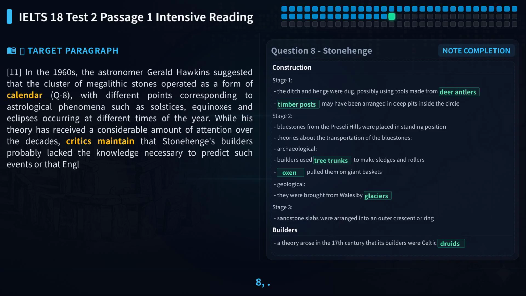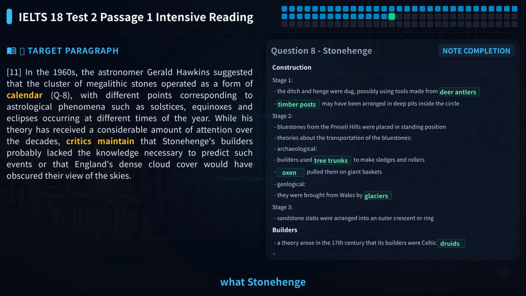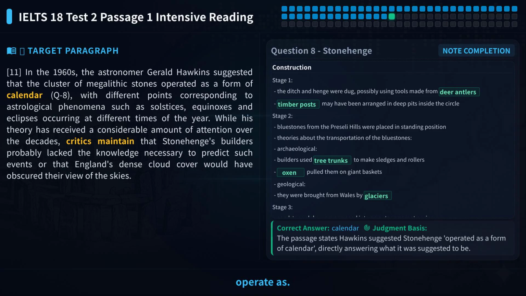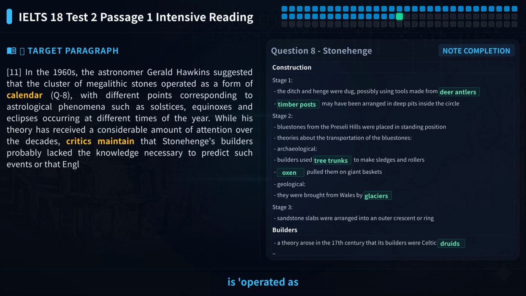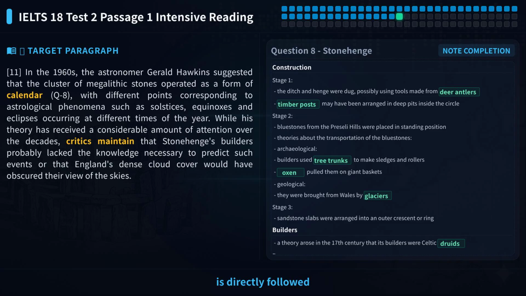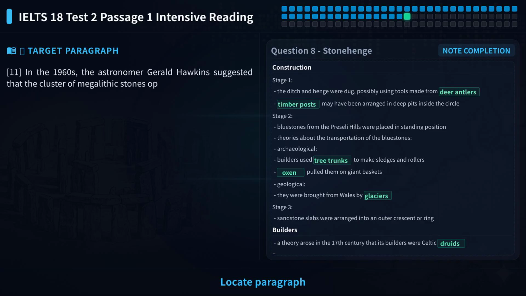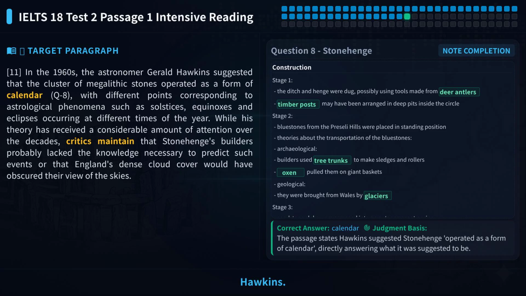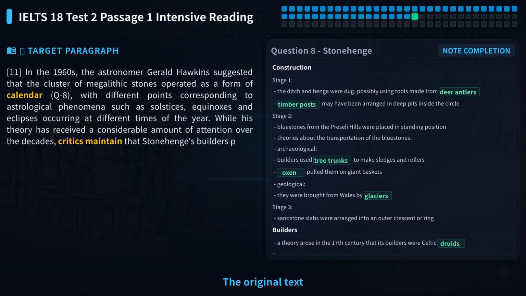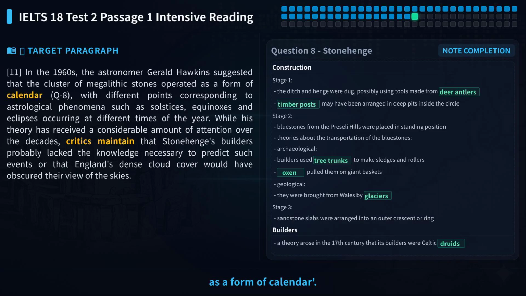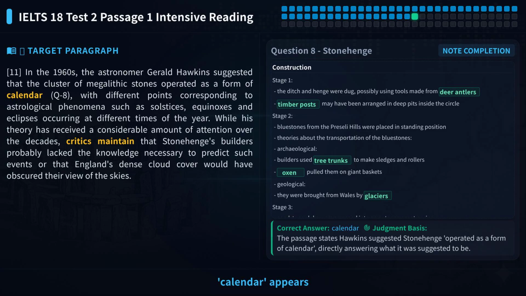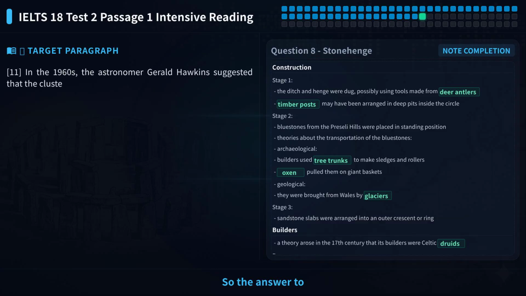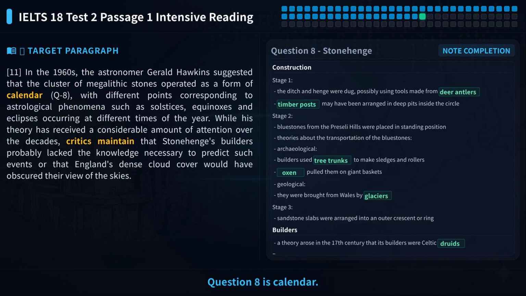Let's look at question 8. The question asks what Stonehenge was thought to operate as. The blank needs a noun. The clue phrase is "operated as a form of," which is directly followed by a noun. Locate paragraph 11. Find the name of the astronomer Hawkins. The original text says "operated as a form of calendar." The answer word "calendar" appears directly. So the answer to question 8 is calendar.